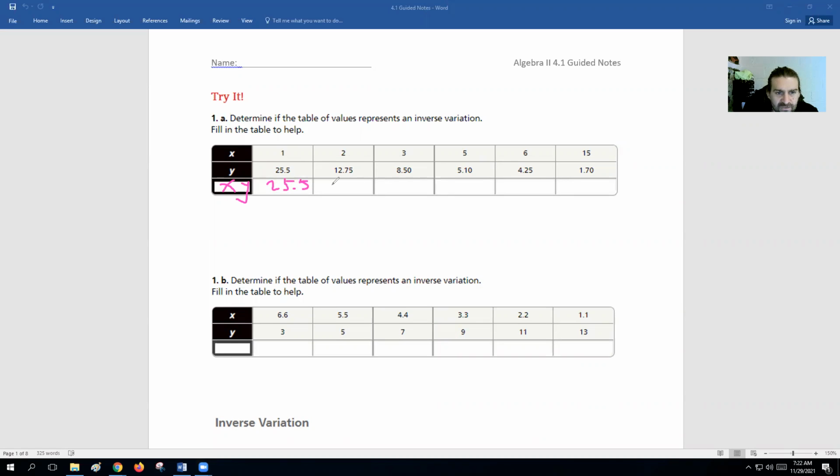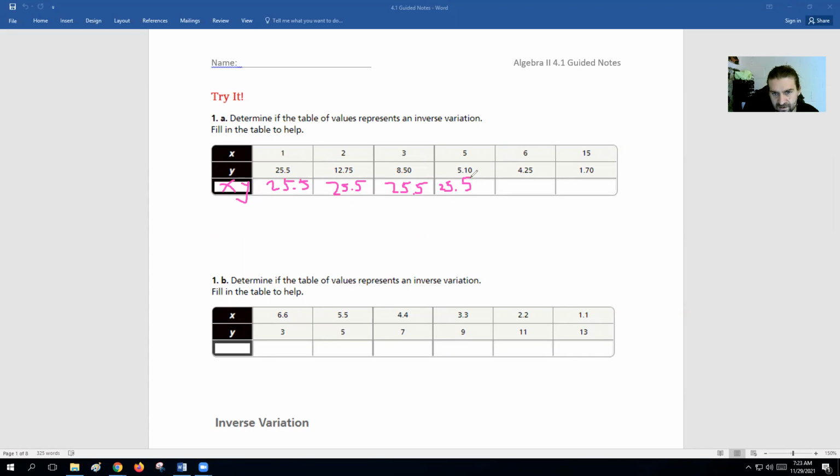2 times 12 and 0.75, that is 25 and a half. All right. 3 times 8.5, using a calculator, 25.5. 5 times 5.1 is 25.5.